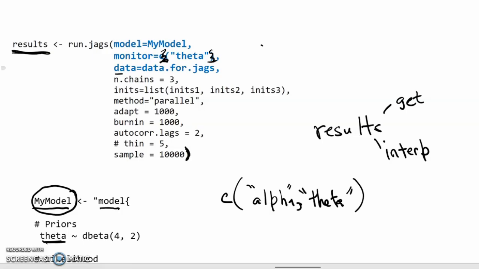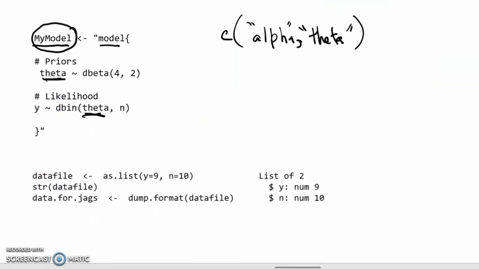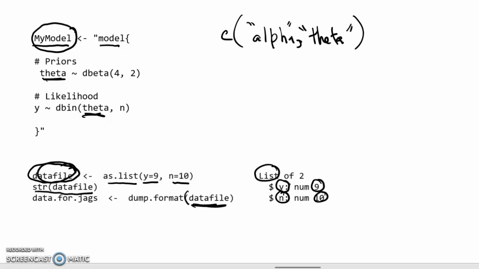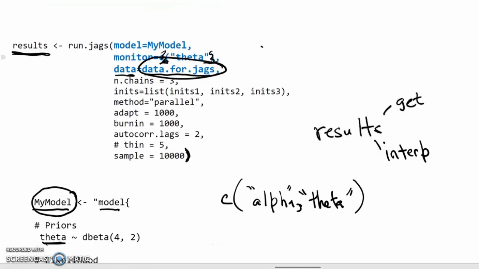And then we specify the data is in this object called data for jags, which again was created in the last video. With the handedness experiment, we had 9 successes in 10 trials. So we used the as.list function to create this object called data file that's a list. When we looked at the structure of data file, we saw that it was a list consisting of 2 items, y equal to 9 and n equal to 10. Then we took this data file, operated on it with the dump format function, and that creates this object called data for jags. And that's what we're seeing here.